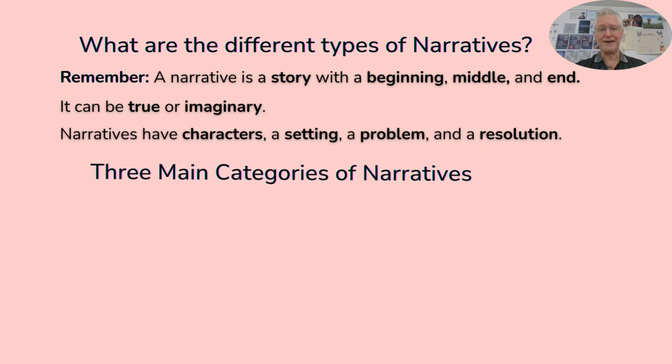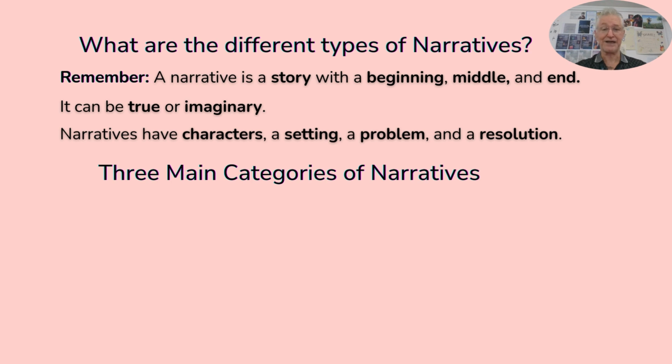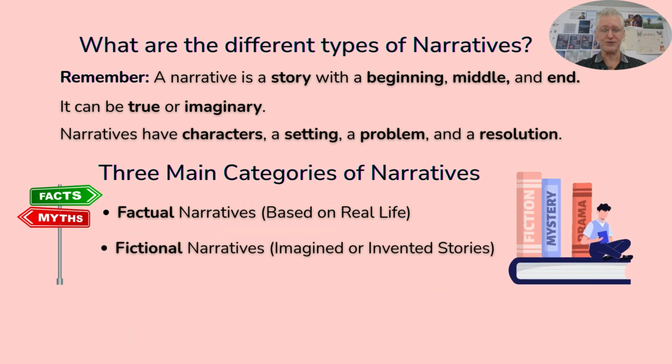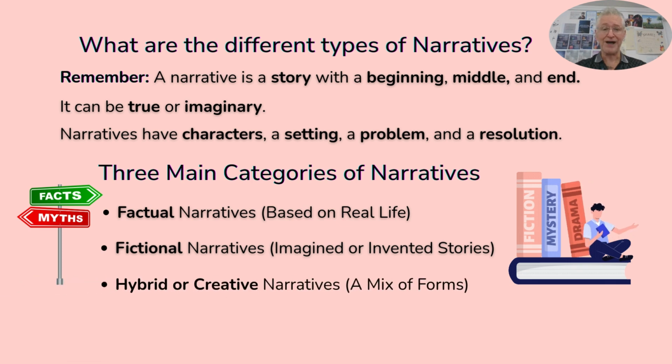So the three main categories of narratives are factual narratives. These are based on real life, true stories. Fictional narratives. These are imagined or invented stories. They're not true. And hybrid or creative narratives. These use a mix of literary forms to deliver their story. Let's have a look at them.